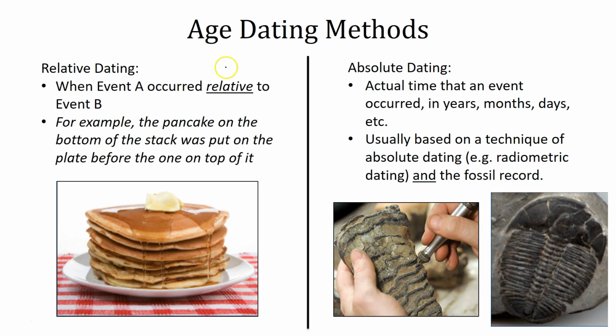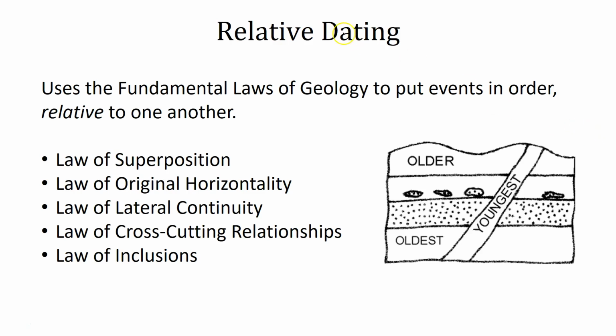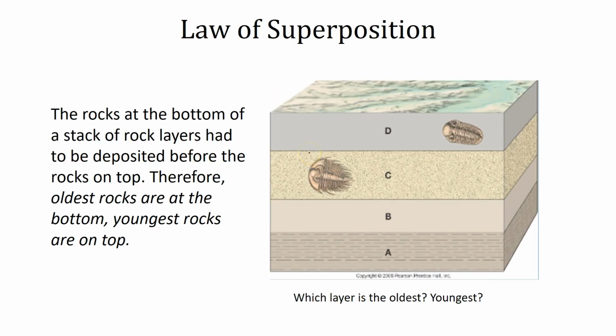We'll actually be doing all three of these today: relative dating, radiometric dating, and fossil dating. We're going to start our discussion with relative dating. Whenever geologists go in and read the rock record, we are guided by a set of fundamental principles of geology that help us understand the rock record. These are our fundamental laws of geology. I've got them listed out here, and we're going to go through them individually.